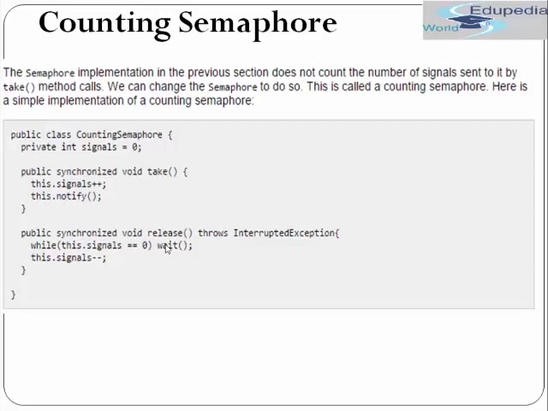Here is the implementation. It is exactly the same as the normal semaphore, but it is also counting the signal. So it has a private int signal equals 0. Whenever a take happens, it increments the signal counter, and whenever release happens, it decrements the signal counter. This is how the counting semaphore keeps the count of the number of locks being acquired.